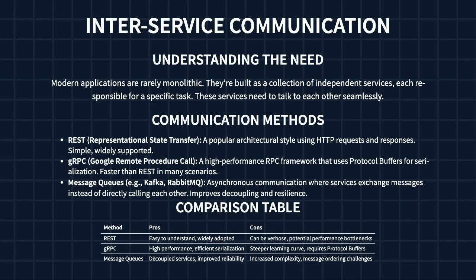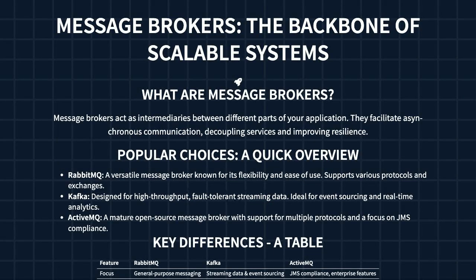Think of an application as a bunch of specialized teams working together. That's what these services are like. We have a few main ways they can talk. REST, which is really common and straightforward using HTTP requests, gRPC, which is super fast using protocol buffers for data, and then message queues. Think of it like sending letters through the mail. These allow teams to work independently without needing to constantly call each other directly. Each method has its own strengths and weaknesses, so choosing the right one depends on the specific needs of your application.